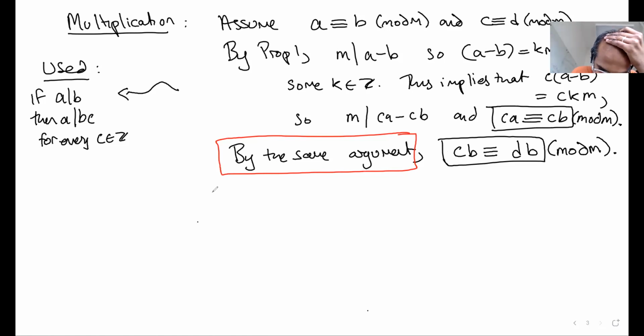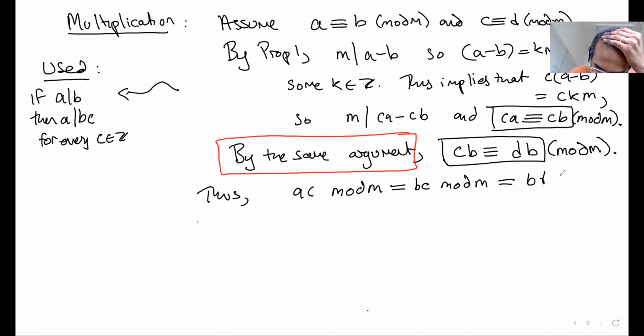Let me just unravel the definition. Then AC mod M, so now this is the remainder, equals BC mod M equals BD mod M. Here I switched the order of the numbers. That doesn't matter. Multiplication is still commutative. I'm just going back to good old equality of numbers here. Now, the first fact I got from the first equation, and the second fact I got from the second.